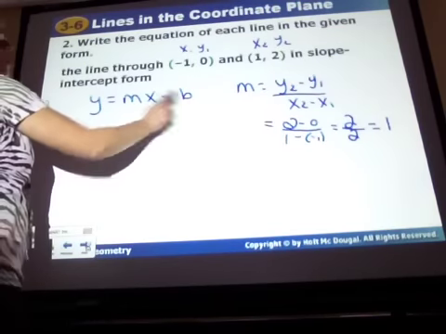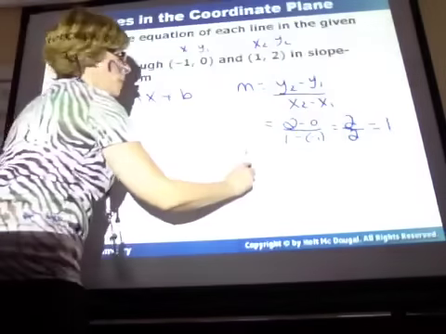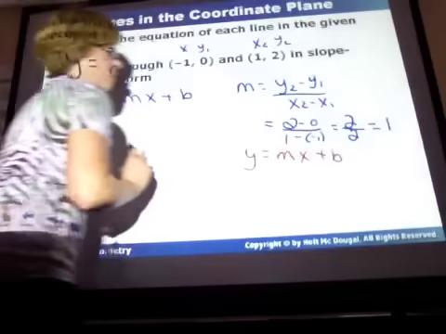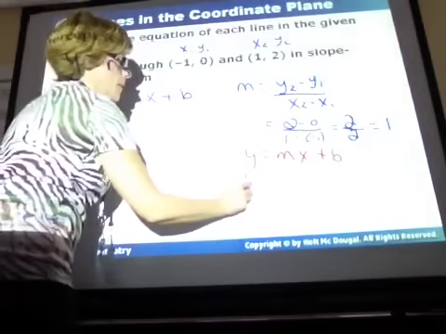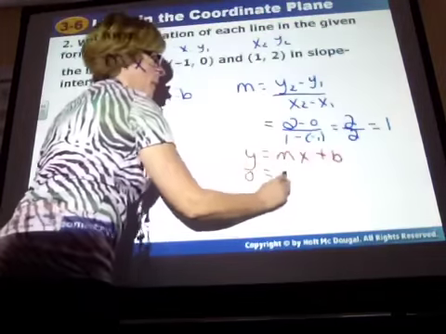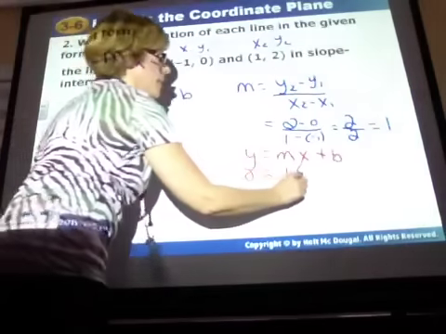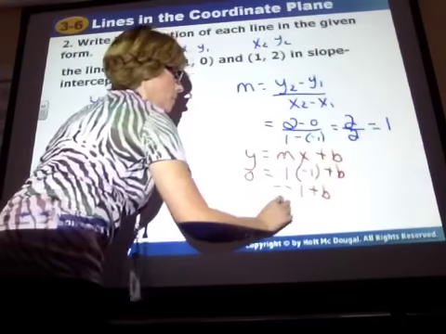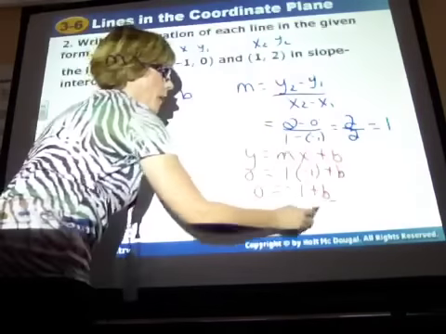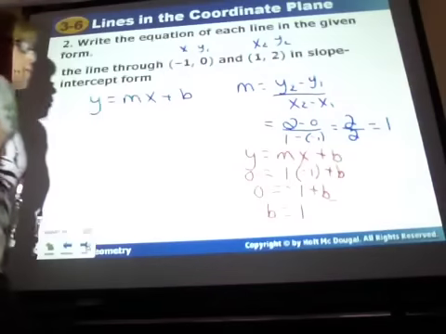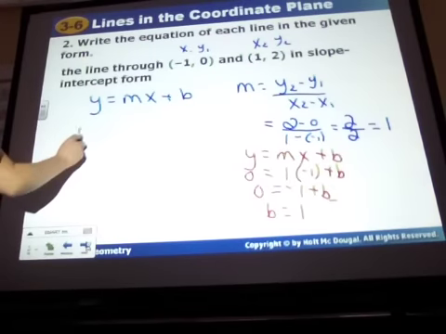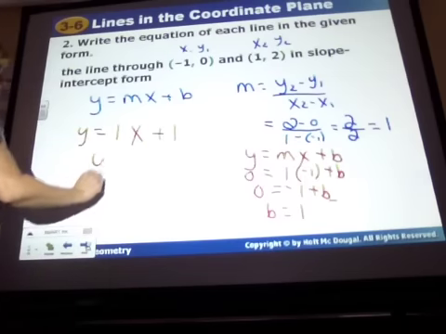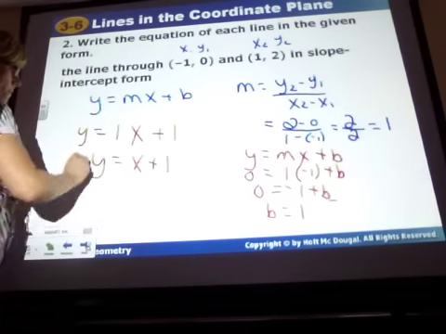Then to find your y-intercept, we need 1 point, and we can substitute into our slope-intercept form. So my y is 0. My slope is 1, and my x is -1. Simplify. Isolate your variable b by adding 1 to both sides. So, my slope is 1, my y-intercept is 1. Make sure your final answer is in simplest form.